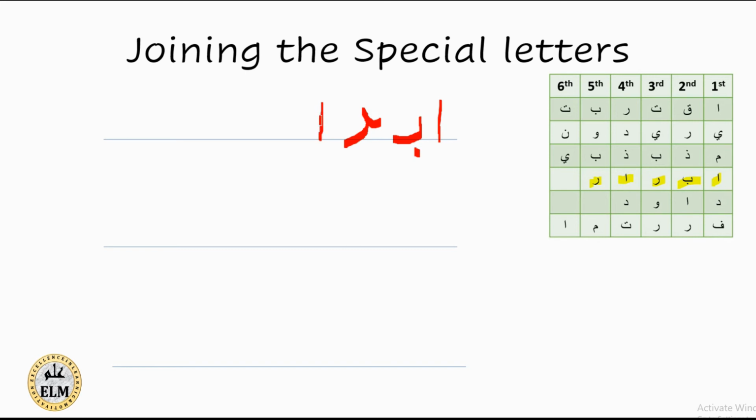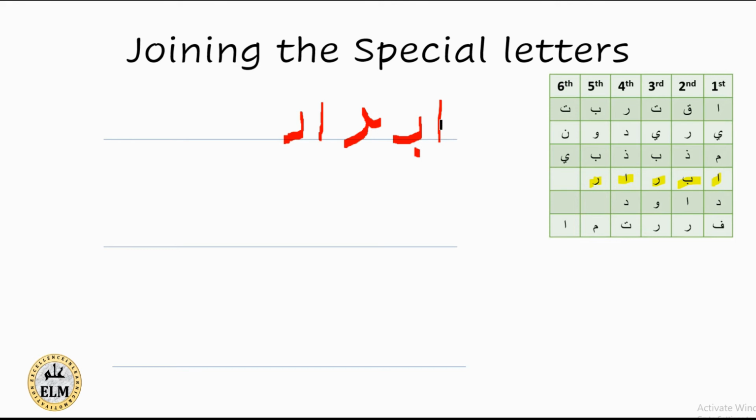Now we still have one letter remaining, which is ra, and ra is also a special letter, so we cannot join alif with ra. Let's copy the shape. Now let's find the joining points. Alif hasn't got any joining point. Because there is nothing before it, if there was anything before, then alif would have a joining point, but there's nothing before it.